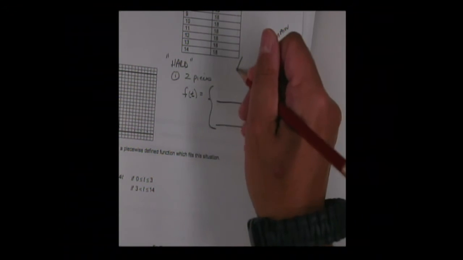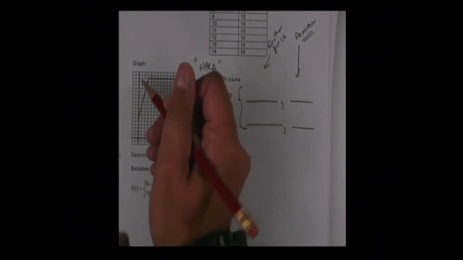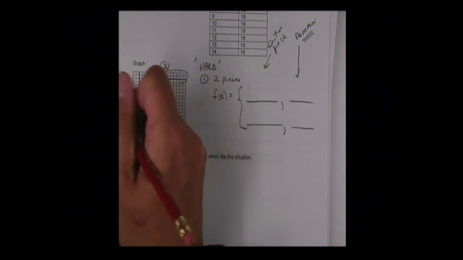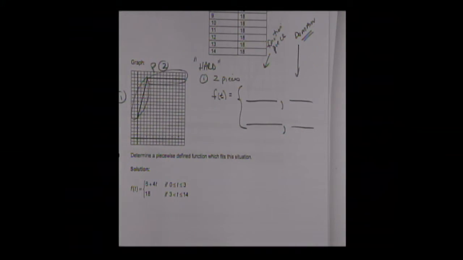And remember, these are all the domains, and these are the actual function pieces. So, I look at my two pieces. This is piece 1. It's piece 2. Right? Piece 1 and piece 2.